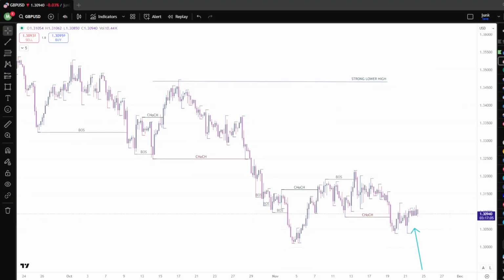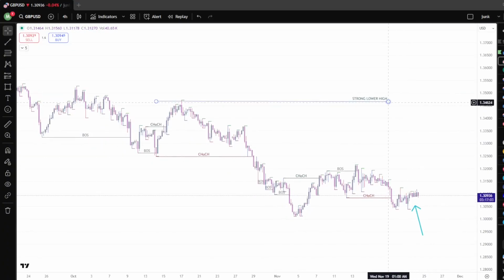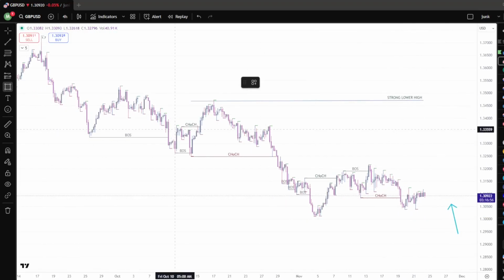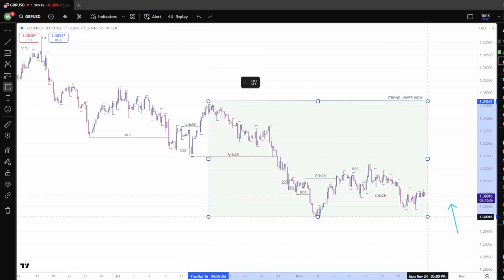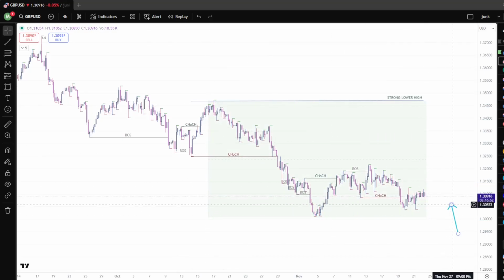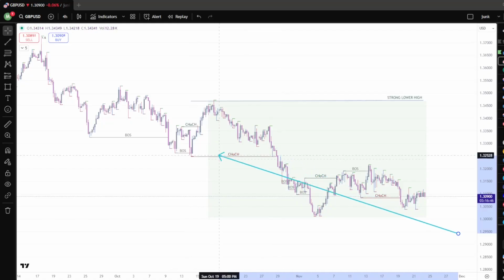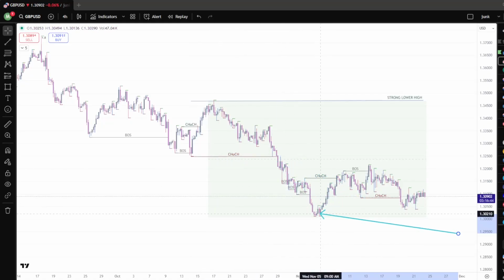GBP USD, let's go map out the current range. This being the lower high of the overall range. This is the bearish price leg. Lower high from these highs that took out this lower high, took out this low, broke structure to the downside, and formed this low where buyers step back up.